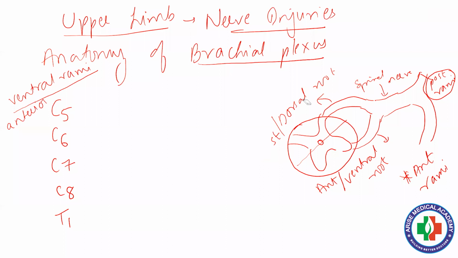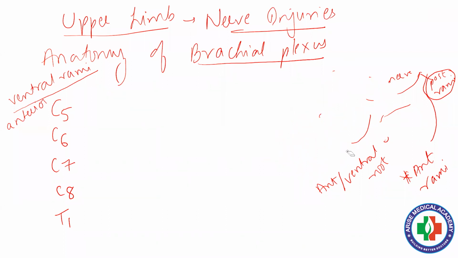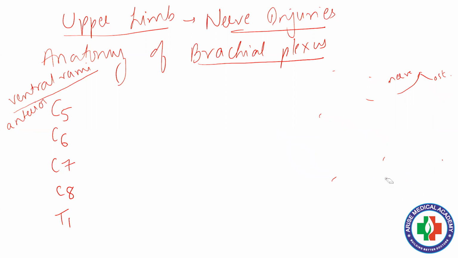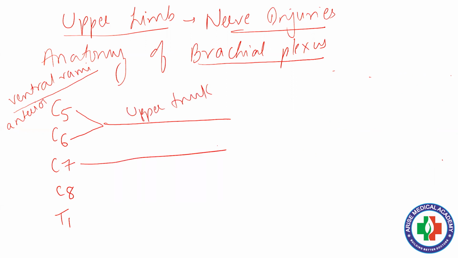So brachial plexus is formed by the spinal nerves C5 to T1. Which rami? Anterior rami or the ventral rami. It is the ventral rami of C5 to T1 that forms the brachial plexus. C5 and C6 unite and form the upper trunk. C7 is single, and forms the middle trunk. C8 and T1 form the lower trunk.